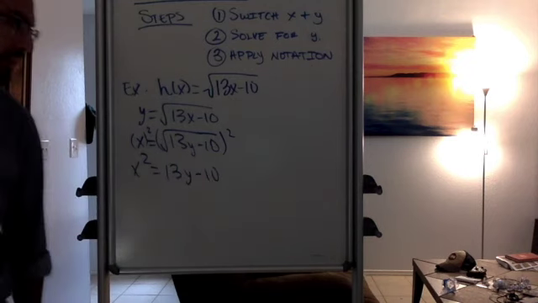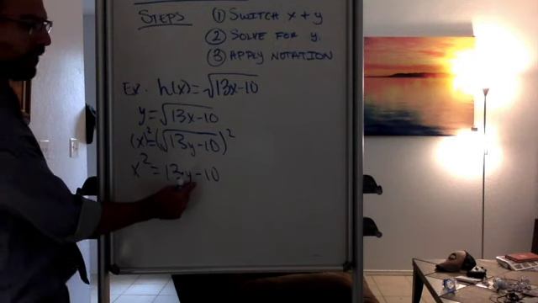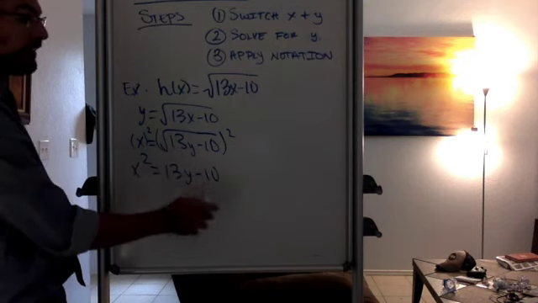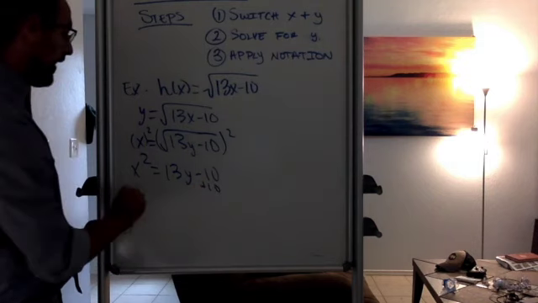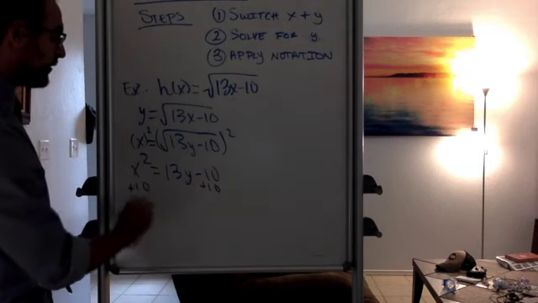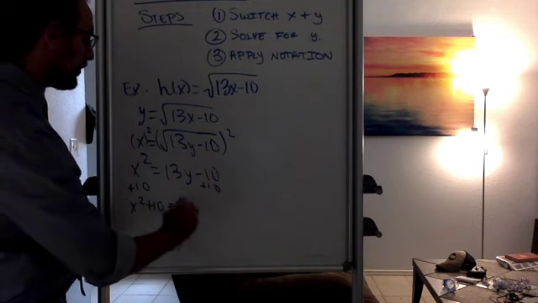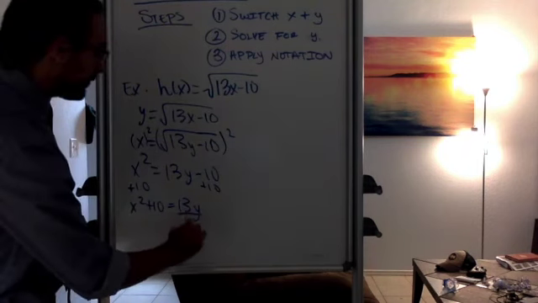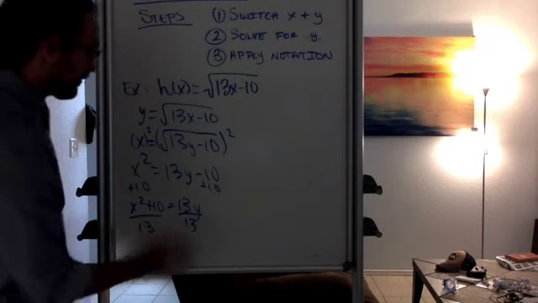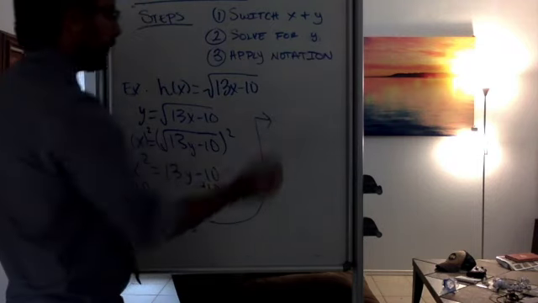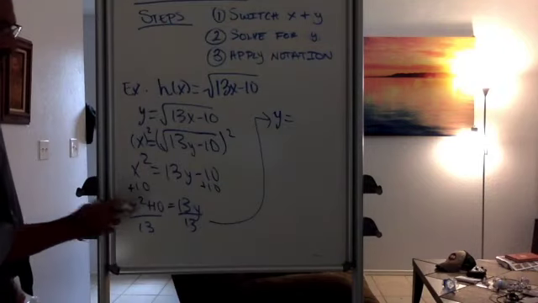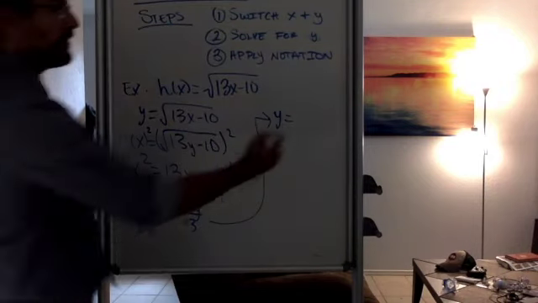Now it becomes a pretty easy problem where I look at y, and what's immediately attached to it, 13. So I've got to get rid of that minus 10 first by adding 10. So x squared plus 10 equals 13y. And then my final step is to divide both sides by 13. So when I do that, I'm left with y equals x squared plus 10 over 13.